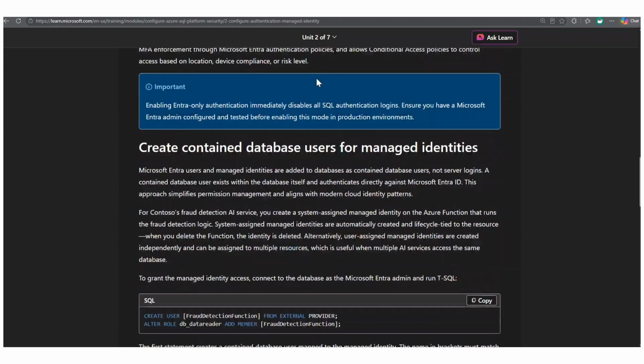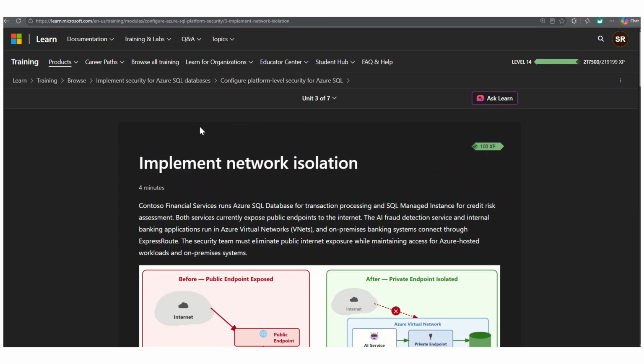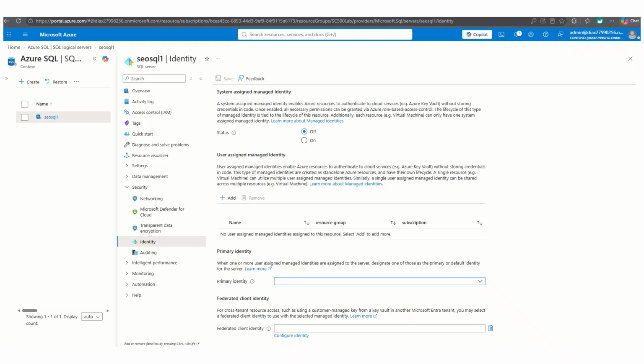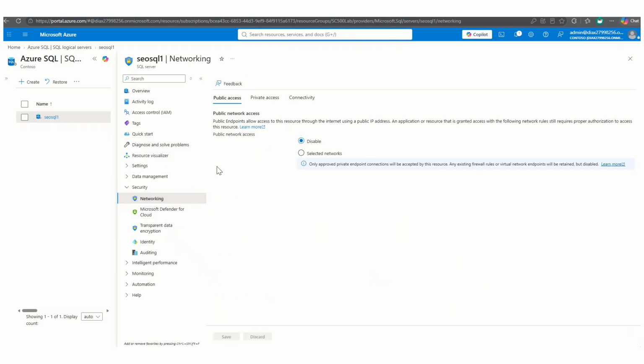Right. The next unit, it's implement network isolation. Let's go back into our environment, and now let's go into the network component. We're not going to save anything there. So first of all, public network access. This is what we are talking about.